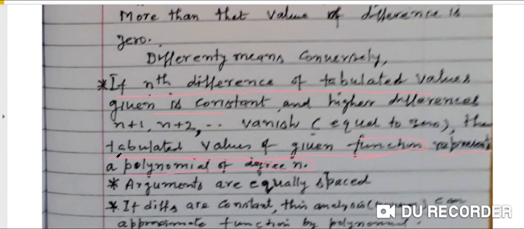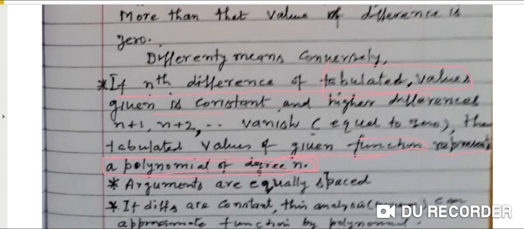Means we can easily say that we are going to have a polynomial of degree n if the nth difference is constant and higher differences are 0. Then this polynomial is going to approximate or represent the function for which tabulated data or values are given.